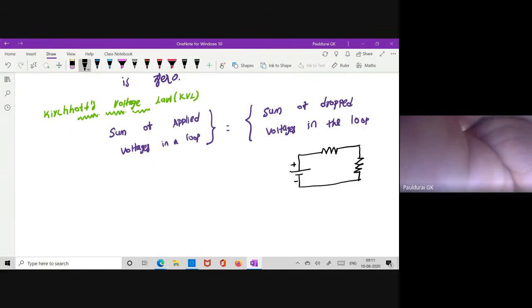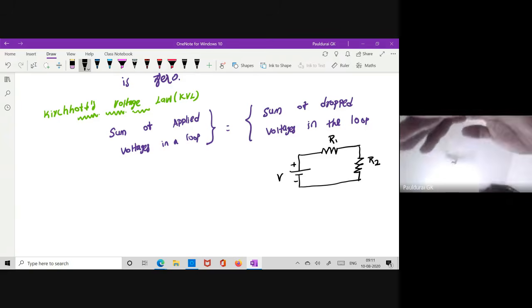Okay, take this plus minus. This is my applied voltage V. Take this as R1 and this as R2. Okay. From the resistance point of view, I have given two points.